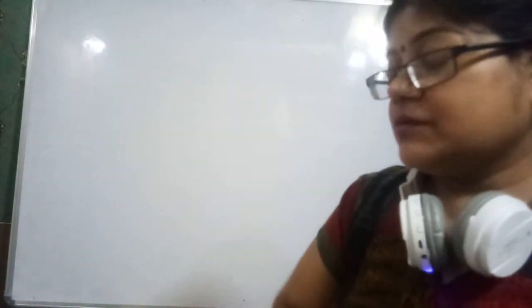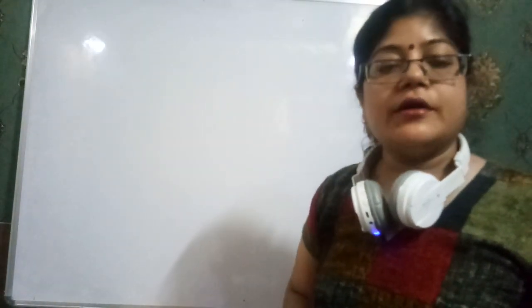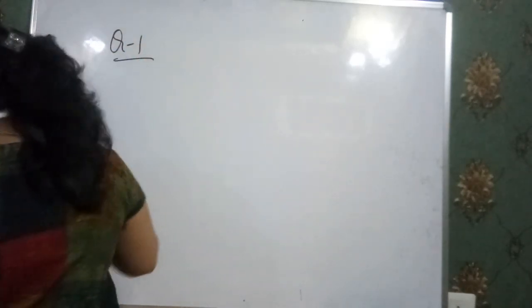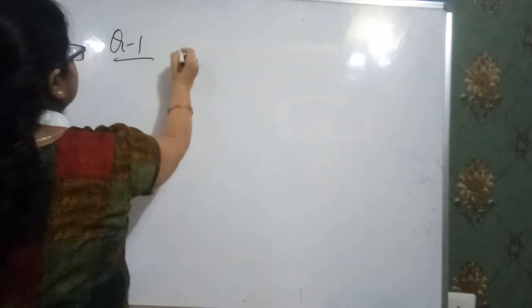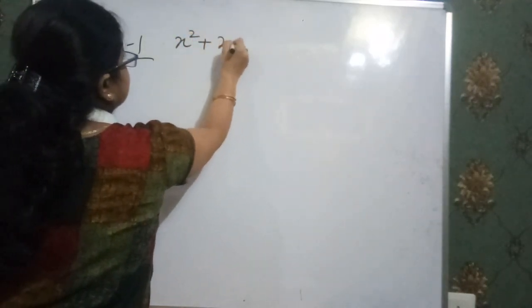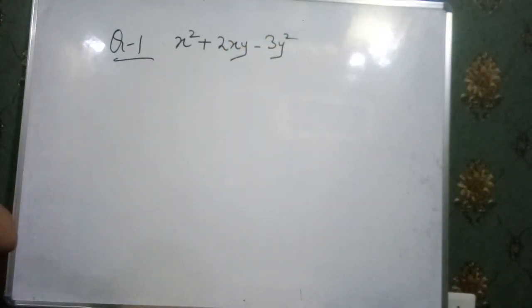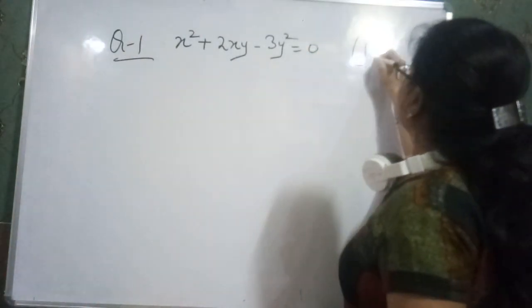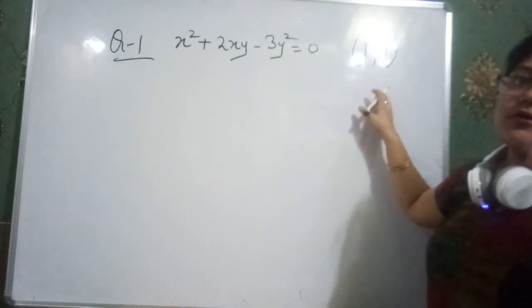Firstly, I want to explain how you will find the tangent of any curve or the normal of any curve. Just see the example. For example, there is a question. We have the curve x square plus 2xy minus 3y square, and we have to find the tangent and normal of this curve at the point (1, 1).